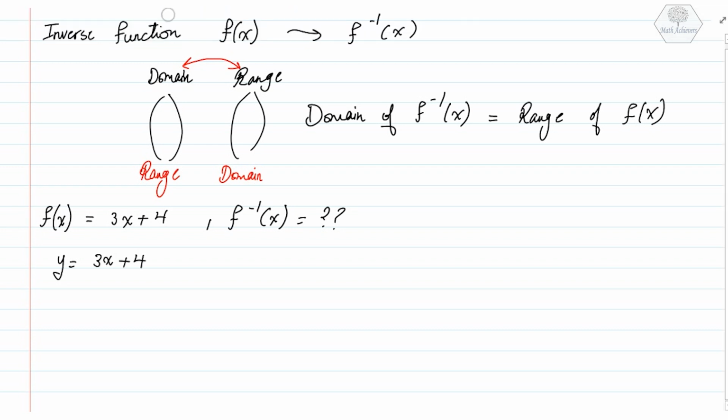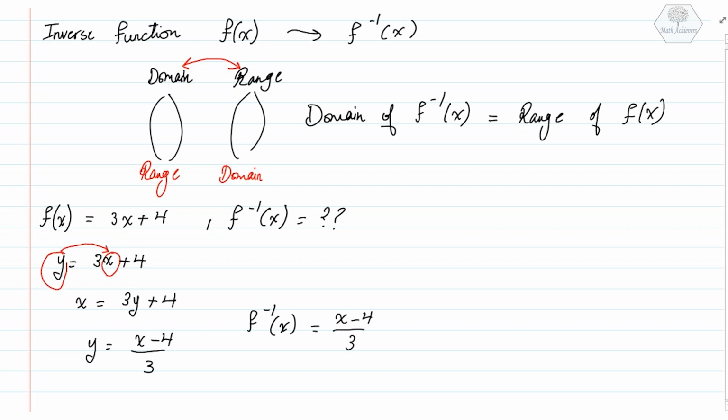Now, in the inverse, we've said that we change the domain by the range, which means I change the y with the x. So it becomes x is equal to 3y plus 4. And now simply I make the y the subject. So now y is equal to x minus 4 over 3, which is the inverse function of f of x. So now I can write f inverse of x as x minus 4 over 3. This is my inverse function.